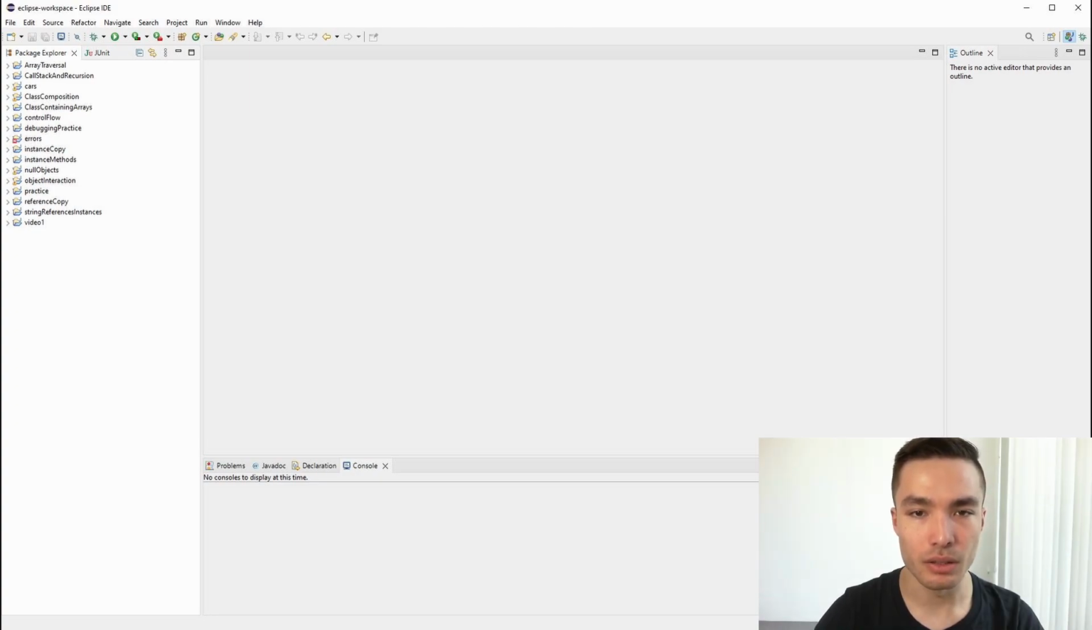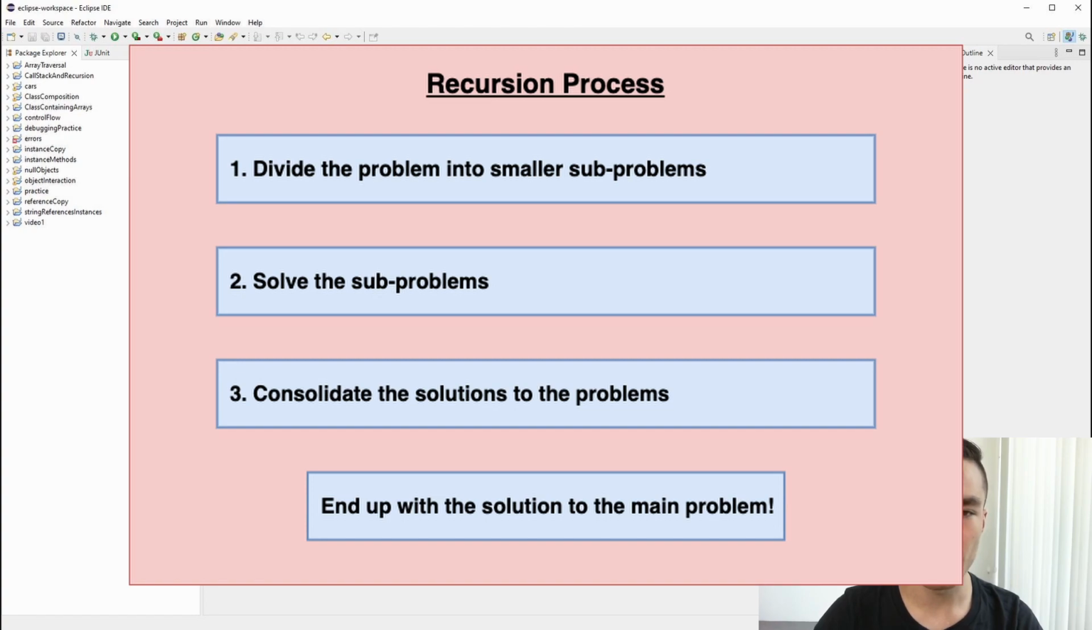So, what is recursion? Recursion is a method of solving a problem by dividing it into smaller subproblems, solving those subproblems, and finally, consolidating or joining the solutions to those subproblems to get the solution of the original main problem.